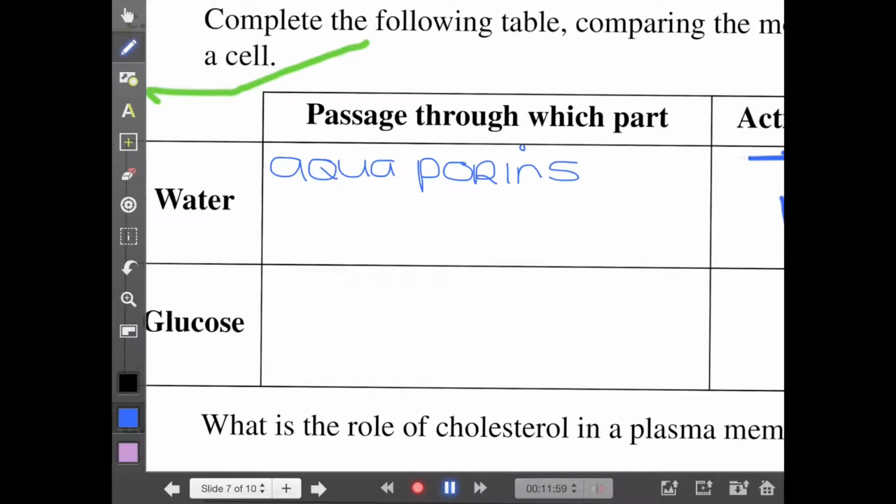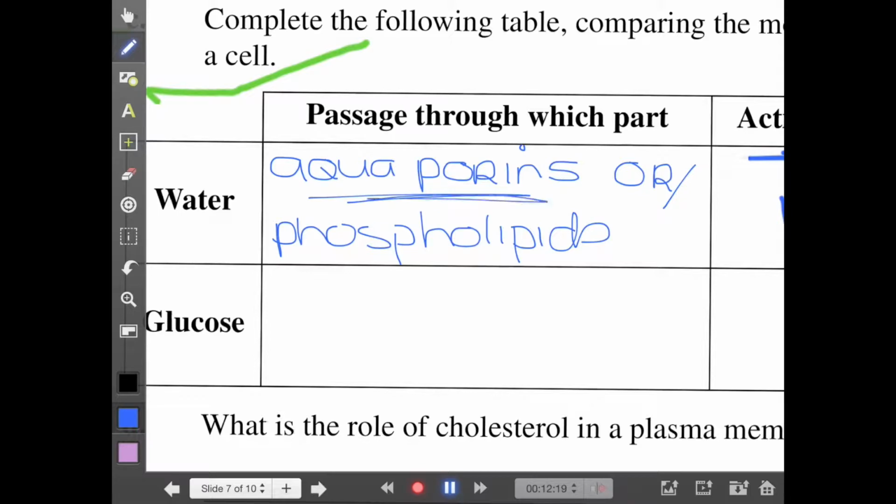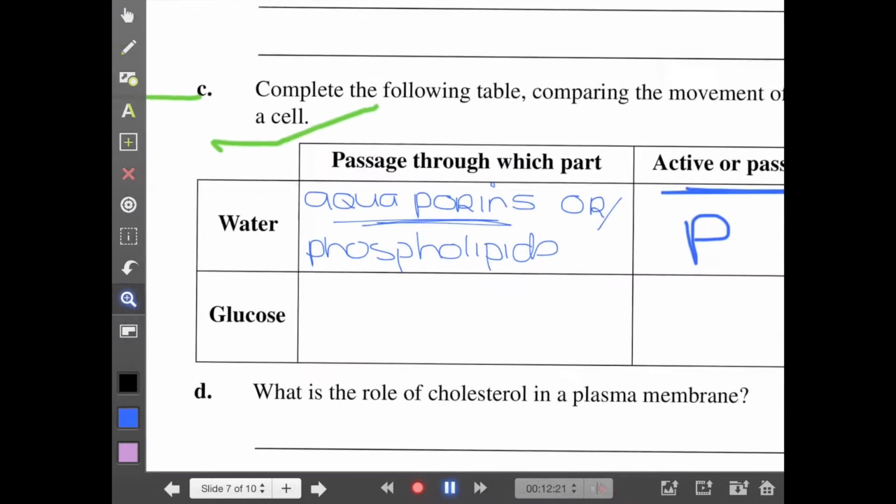So there is a type of protein channel which we call aquaporins, and that's where the water generally will move through. If it's really dire and needs to get through, then it will move through the phospholipids, but it doesn't like to. Okay, so both responses would be correct, but aquaporins would probably be a better response to write.